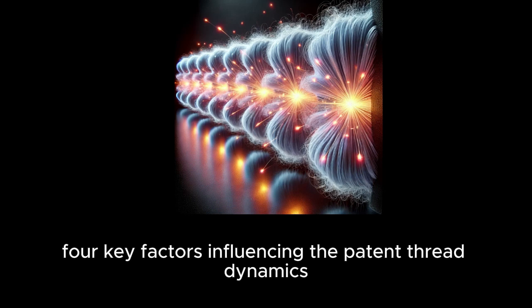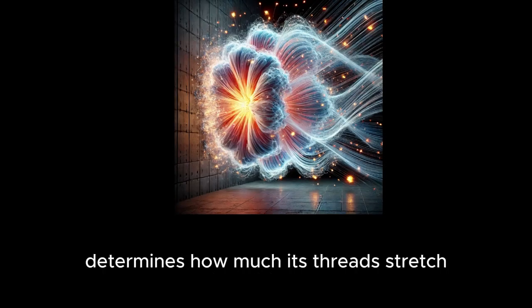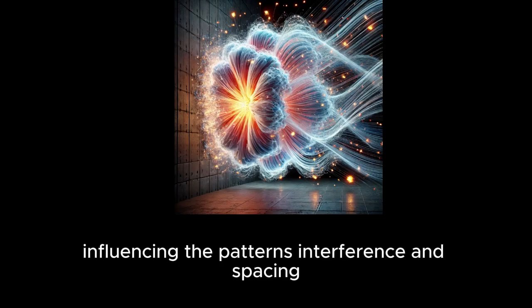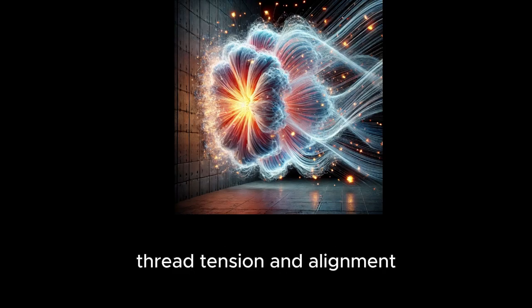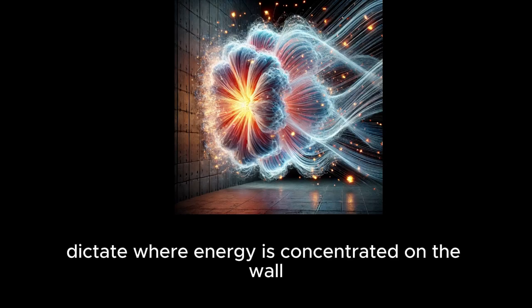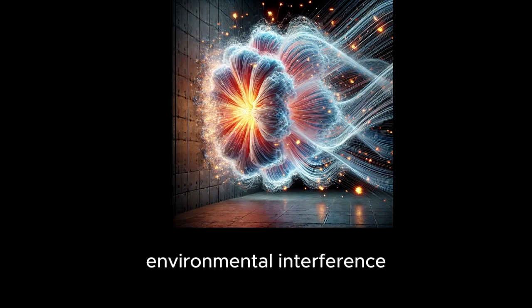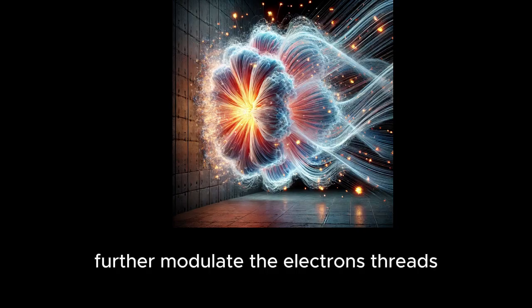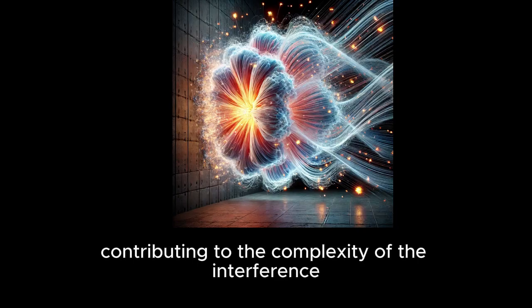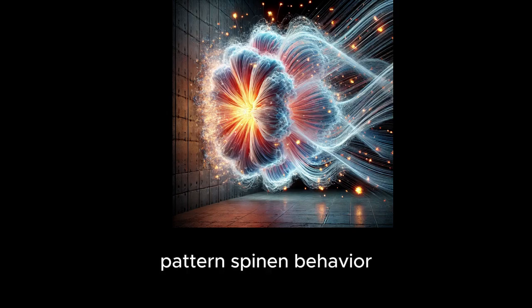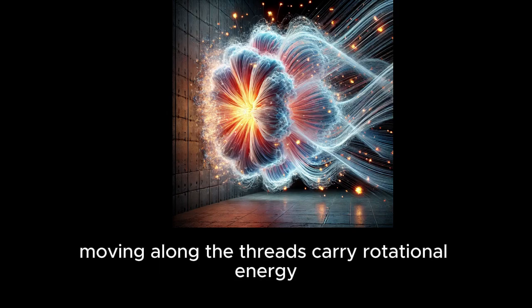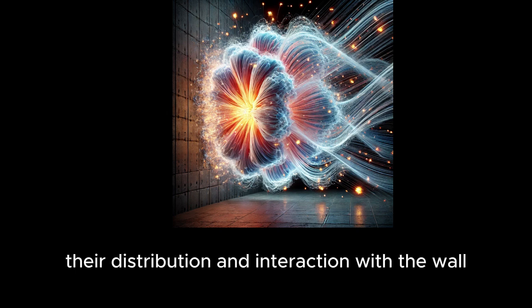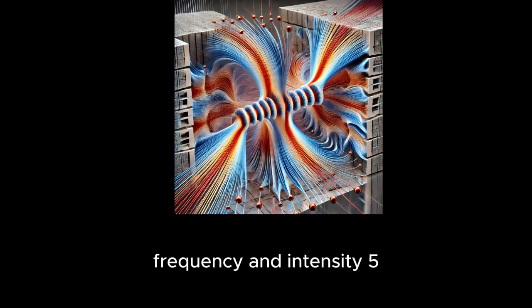4. Key factors influencing the pattern. Thread dynamics: the electron's velocity determines how much its threads stretch, influencing the pattern's interference and spacing. Thread tension and alignment dictate where energy is concentrated on the wall. Environmental interference: the threads of the slit material create disturbances that further modulate the electron's threads, contributing to the complexity of the interference pattern. Spinon behavior: spinons moving along the threads carry rotational energy. Their distribution and interaction with the wall define the emitted light's frequency and intensity.